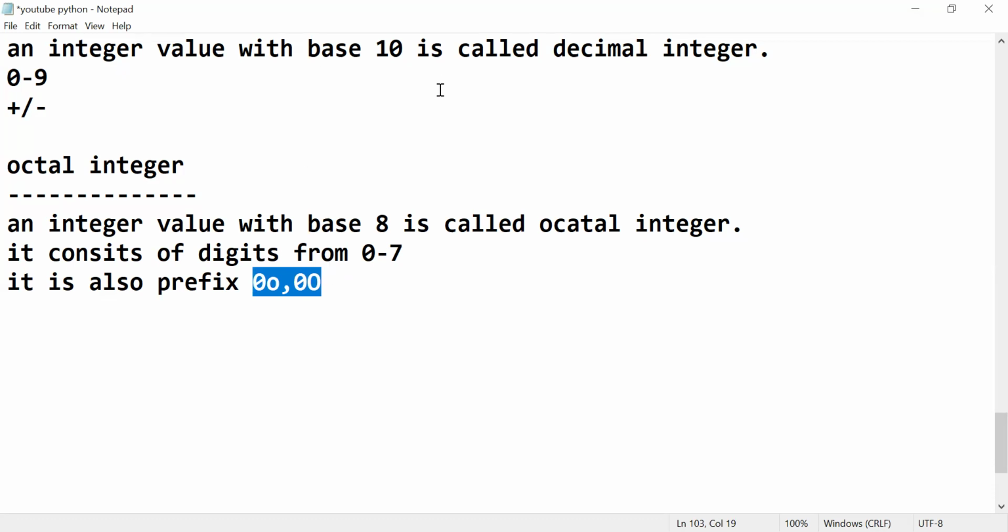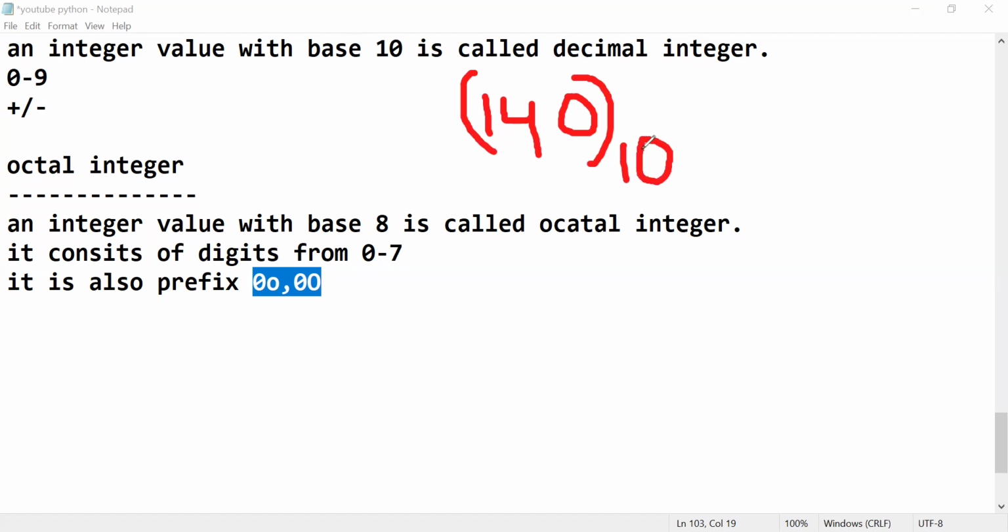Now I will take one example, then you will understand what an octal integer is, guys. For example, suppose we take 140, guys, with base 10. This is 140 with base 10, and we call it a decimal integer, right?